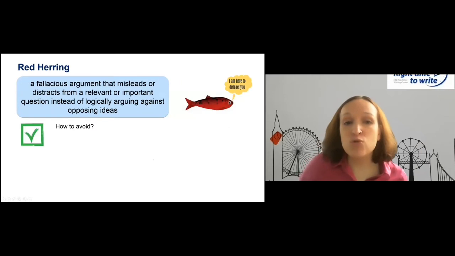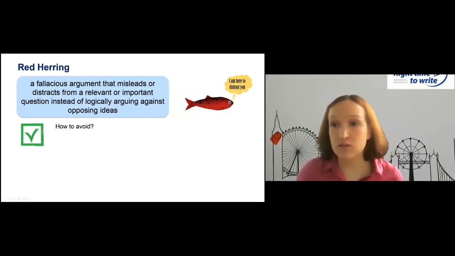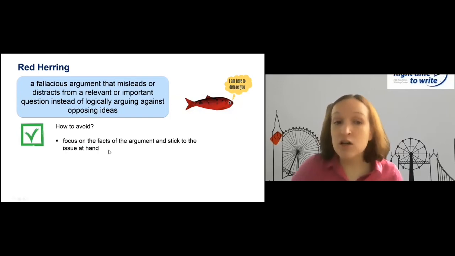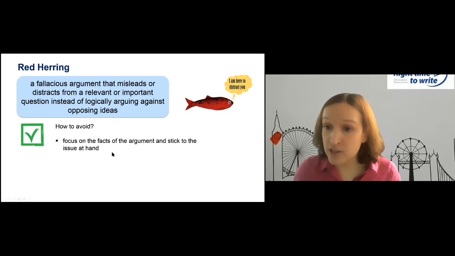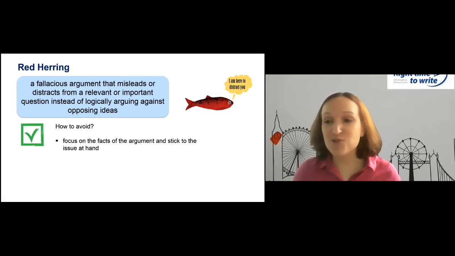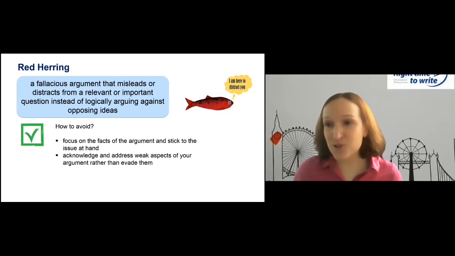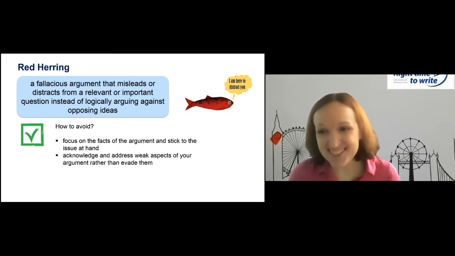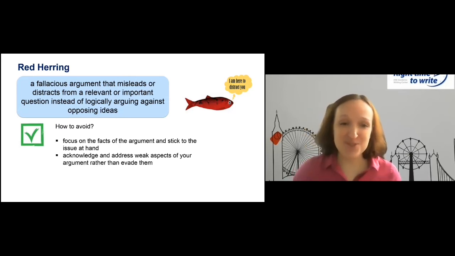Okay, how to avoid it? How to make sure that there are no red herrings in our argument? Stick to the issue at hand. Do not change the subject, of course, unless you are in a situation when you need to. Now that we know more about logical fallacies, we can apply them at our convenience, but not in academic discourse, definitely. And it's a good idea to acknowledge and address weak aspects of your argument rather than evade them.